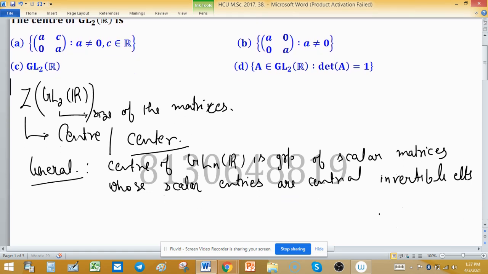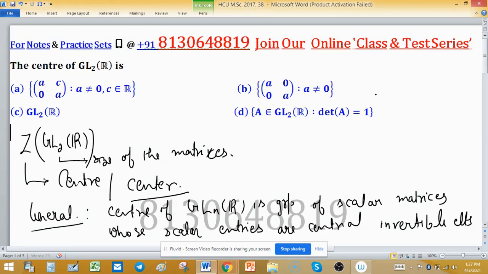Using this fact, with elements of R since we are talking about real entries: option A is upper triangular matrices, which is not a scalar matrix. Option B is scalar matrices, because the diagonal elements are the same and the entries other than the diagonal are zero. Also, these matrices have non-zero determinant; you can check a squared is not equal to 0 and a is not equal to 0. So option B is correct.